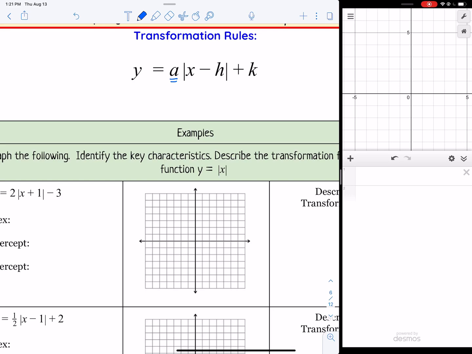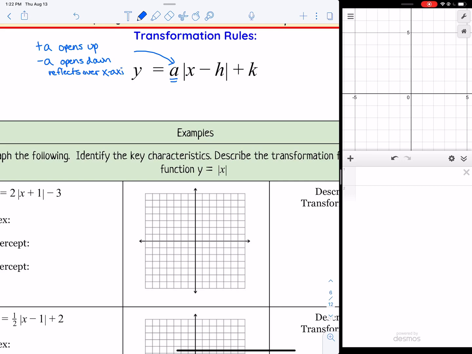Our basic form of an absolute value function is y equals a times the absolute value of x minus h, plus k. When there's a number in the front, we call this a. It could be called any letter, but we consider the number in the front to have a certain effect on your function. So if a is positive, then it opens up. It's kind of regular. And if a is negative, it opens down.